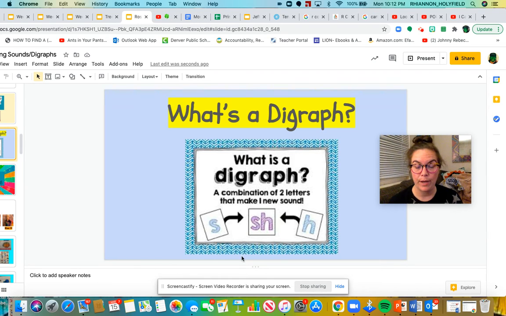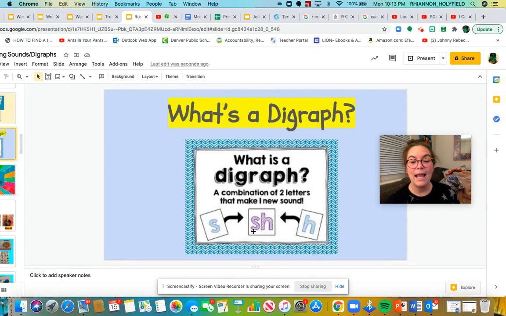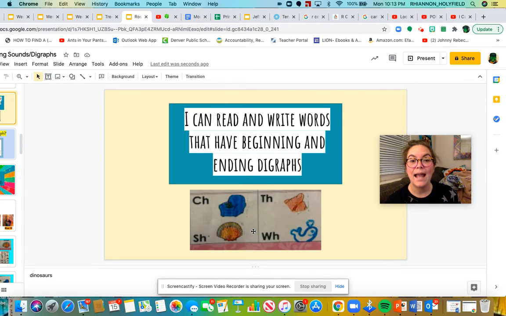For example, you see right here that the S and H come together. Think about our sound card and how there's a picture of a shell. At the beginning of shell, we hear the sound shh. And a digraph is exactly that. It no longer says s and h, right? It's not a sound we hear. Instead, it says shh.